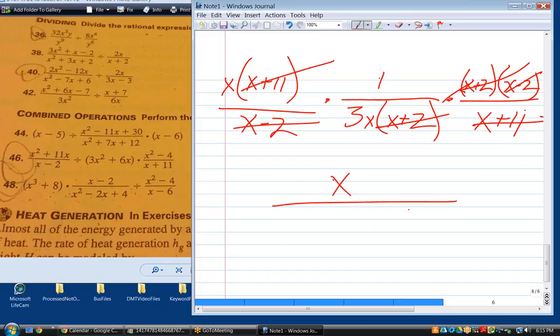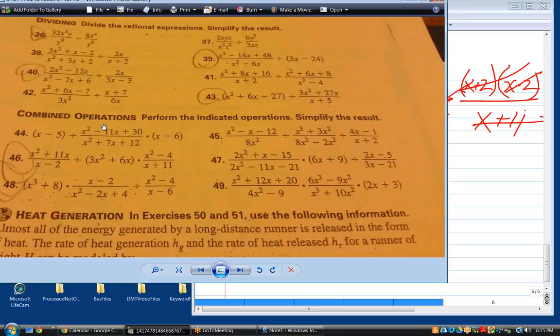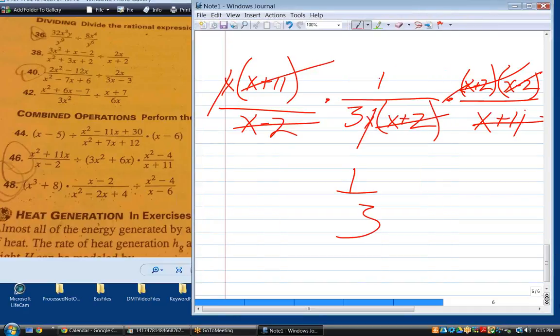X over, I can cancel out that x with that x. So I don't have any x's in the numerator. I don't have any in the denominator, and I'm left with 1/3. Right. Okay, 48.